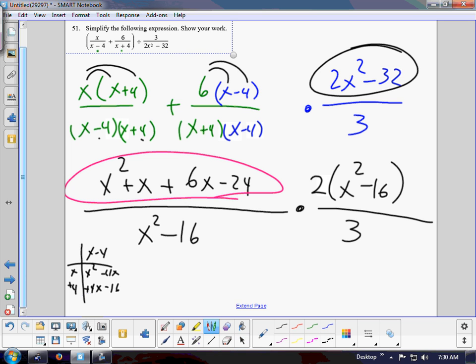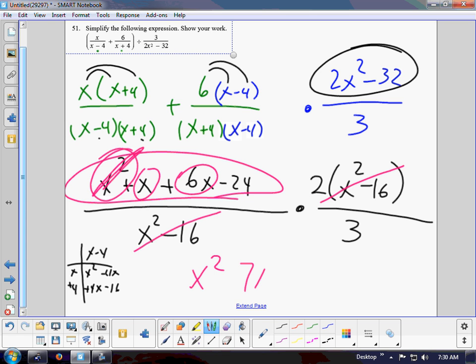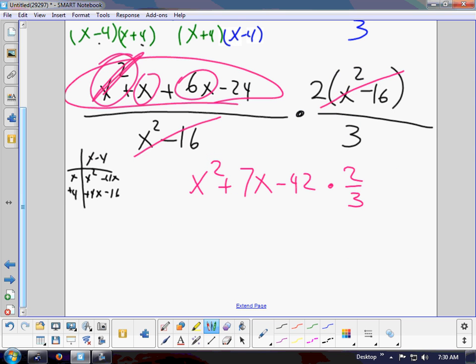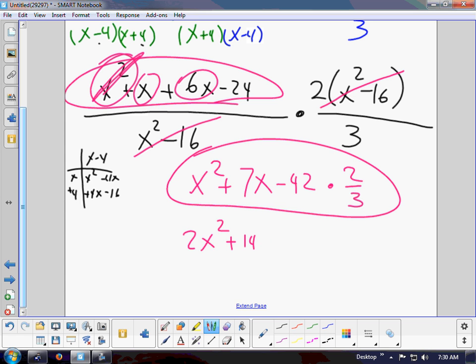Okay, but we've got to keep going here. So this here, we need to combine like terms. And you'll also see at the same time this will cancel with this, which makes life easy. So I got x squared + x + 6x, which is 7x minus 24. But we've got to multiply the answer by 2 over 3. So that's my final answer. I can distribute the 2 and get 2x squared + 14x minus 48, and divide that by 3. That's an answer also.